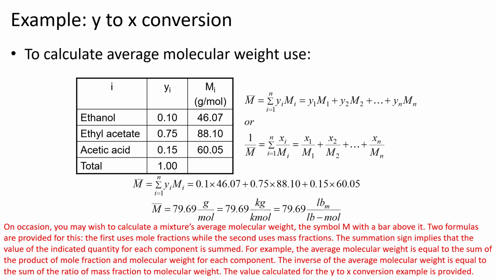For example, the average molecular weight is equal to the sum of the product of mole fraction and molecular weight for each component. The inverse of the average molecular weight is equal to the sum of the ratio of mass fraction to molecular weight. The value calculated for the y to x conversion example is provided.